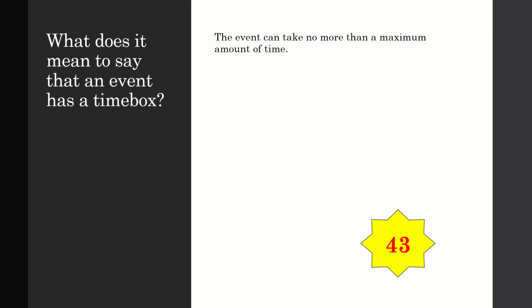What does it mean to say that an event is time boxed? This means the event can take no more than a maximum amount of time. For example, the daily scrum is 15 minutes or sprint planning is 4 hours for a 1 month sprint.